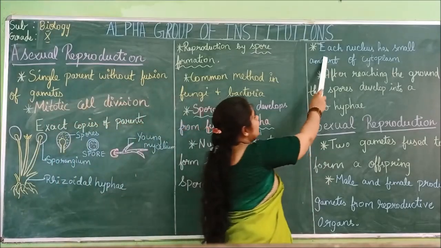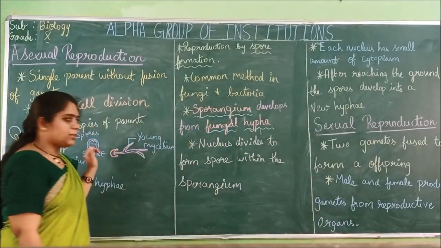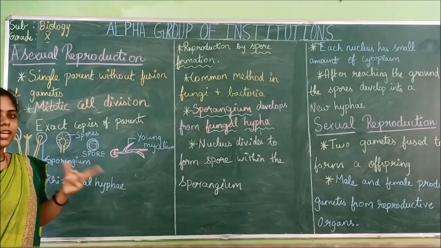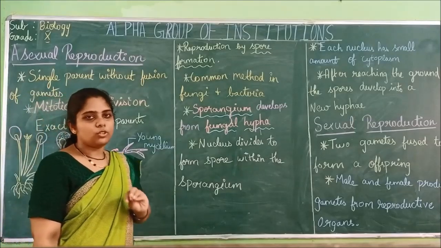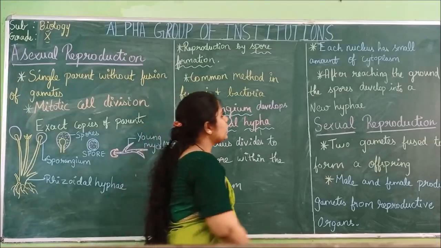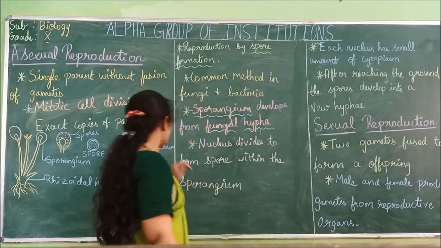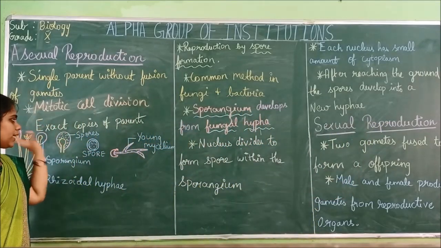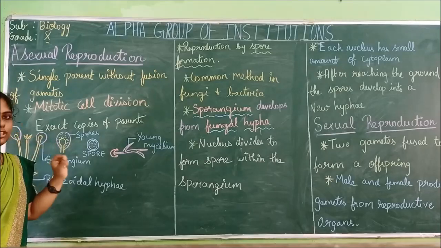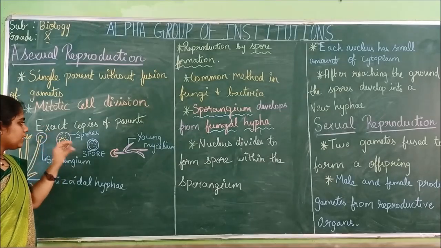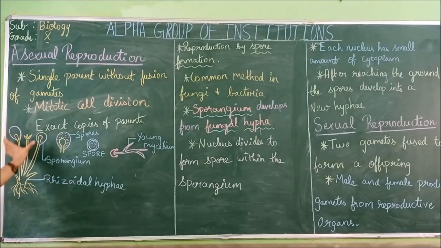Next, each nucleus has a small amount of cytoplasm. Inside this sporangium, the nuclei divide to form the spores, and each has a small amount of cytoplasm. Then after reaching the ground, the spores develop into new hyphae. Mitosis happens inside the sporangium, and the spores spread to the ground and form a new plant, new hyphae, like this.